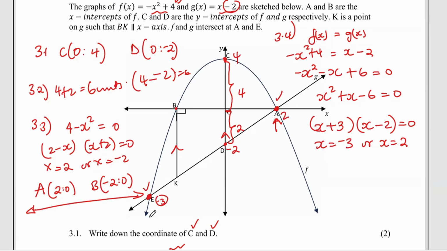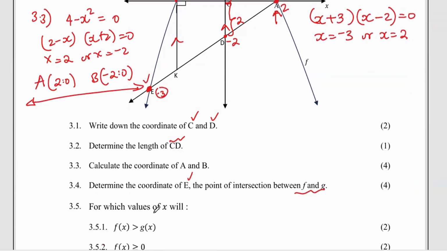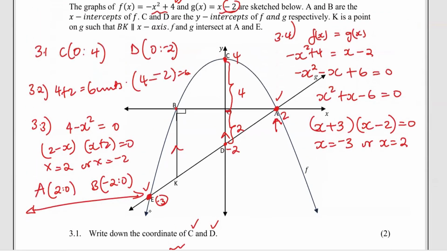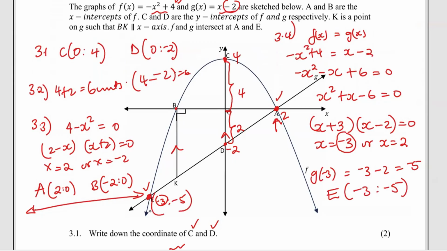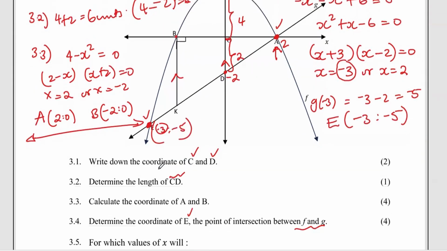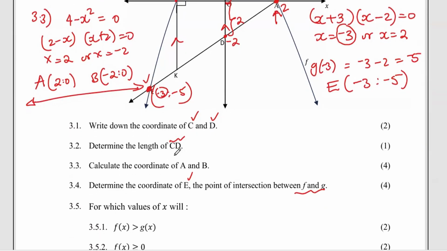So what was the question asking for? They want the coordinate of E, the point of intersection. So if we have x as negative 3, let's use the straight line to get the y coordinate. I'll say g of negative 3, which is negative 3 minus 2, which is negative 5. So E becomes (negative 3, negative 5). Okay, so if that is correct, we need to move on. And look at for which values of x will f of x be greater than g of x.